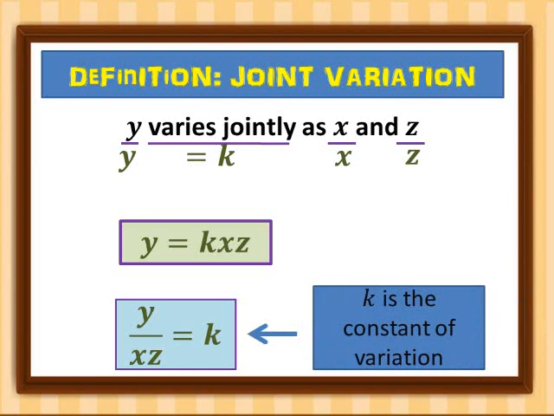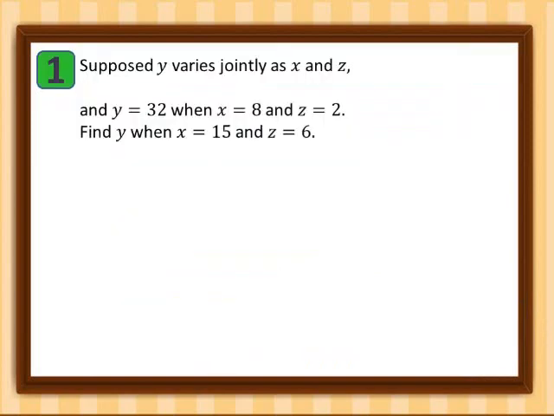So let's have the first example. Suppose y varies jointly as x and z. y is 32 when x is 8 and z is equal to 2. Find y when x is 15 and z is equal to 6. So we will have first the equation of variation.